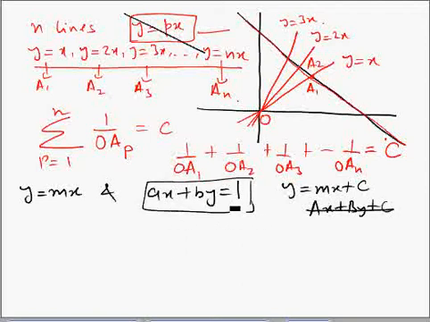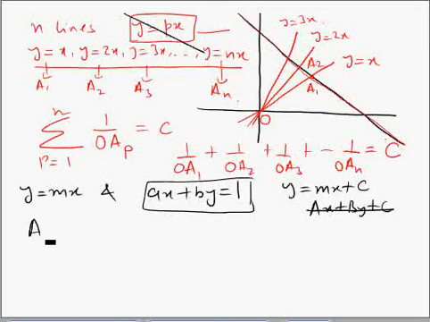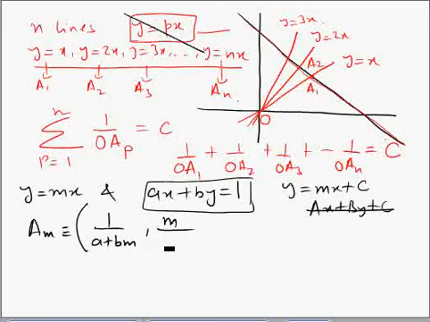We replace y equals mx to get x and then replace x to get y. So the coordinates of this general point Am, we are solving with y equals mx. So the x coordinate is 1 over a plus bm, comma m over a plus bm. Right. Now we can find OM. OM is the distance of the same point from the origin, right?